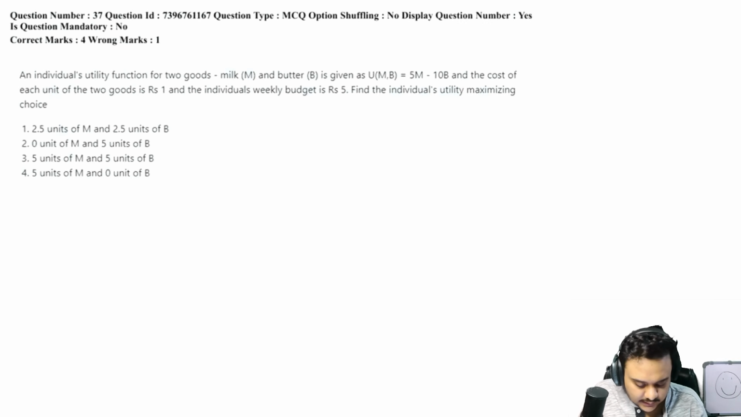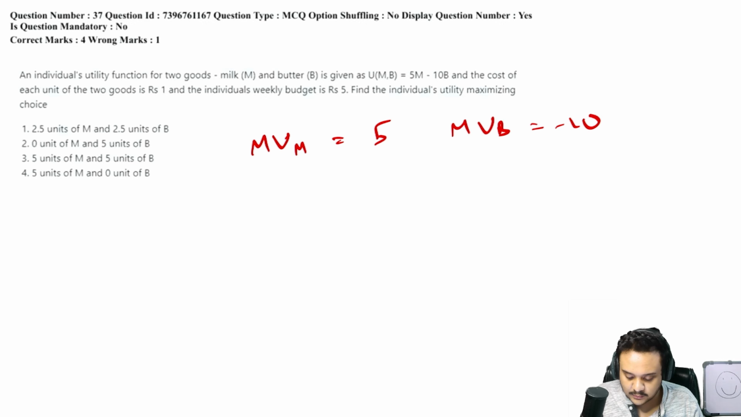Okay, and the next one says that an individual's utility function for two goods, milk and butter, is given as this. The cost of each unit of the two goods is rupees 1, and the individual's weekly budget is 5. Then his utility maximizing choice. So right off the bat, you should notice something: when you try to find marginal utility for milk, it will be 5. Similarly, marginal utility for butter is equal to minus 10.